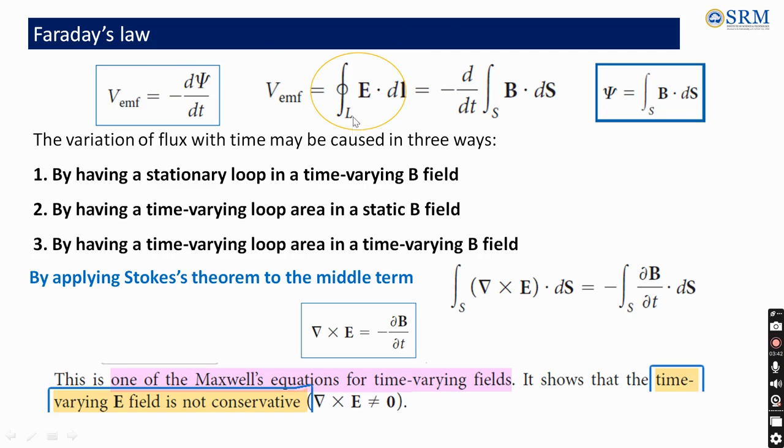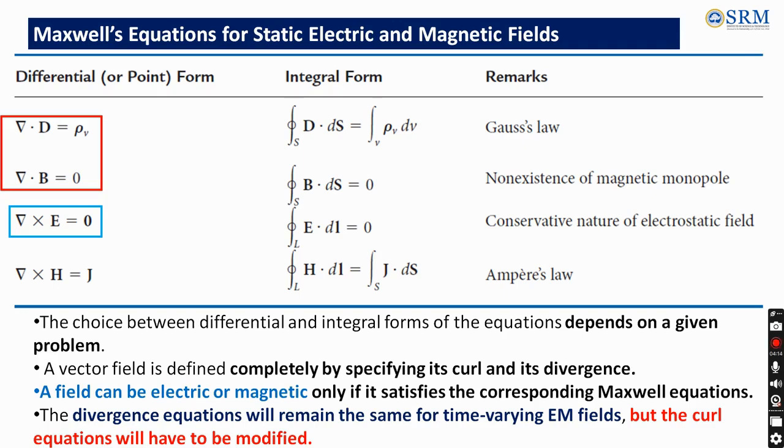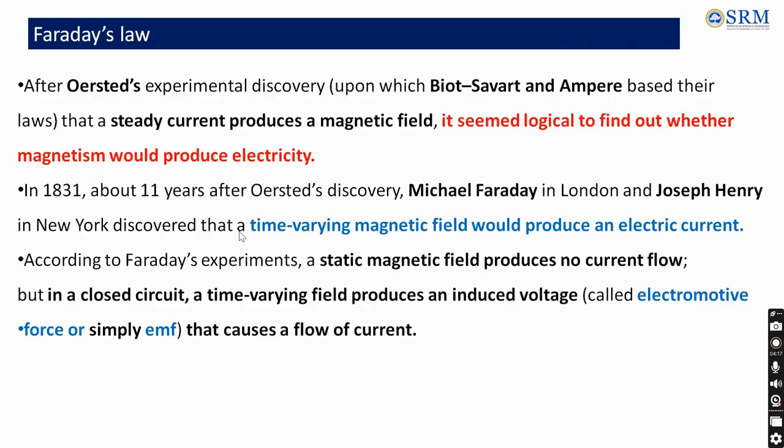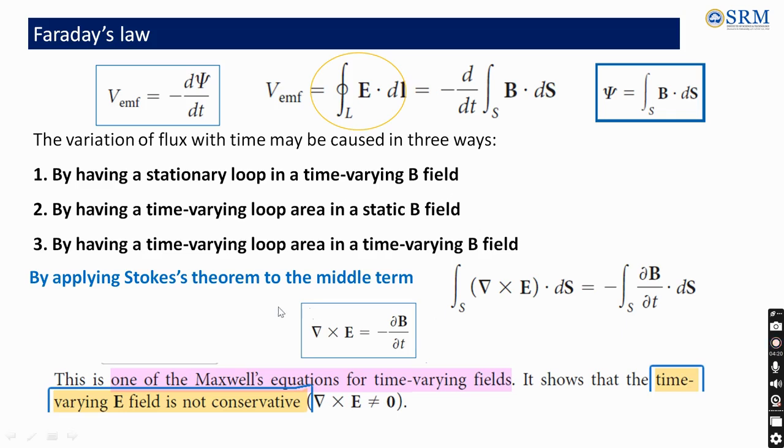Now I am going to apply Stokes theorem for the middle term. We already know the closed line integral of a vector is equal to the open surface integral of the curl of the same vector. So I can rewrite this as the surface integral of del cross E dot dS is equal to minus, with d inside the integral, dou B by dou t dot dS, right? If I compare both surface integrals, del cross E is equal to minus dou B by dou t, and we can observe that this is Maxwell's third equation for the time varying case. And we can observe that this is not equal to 0. It shows that the time varying electric field is not conservative in nature.